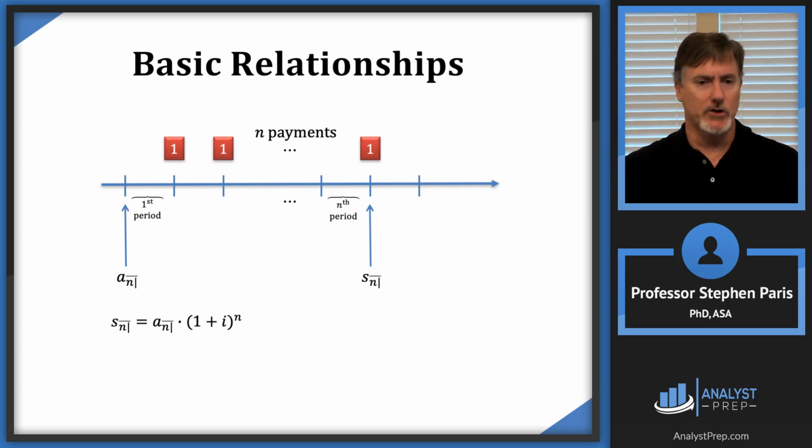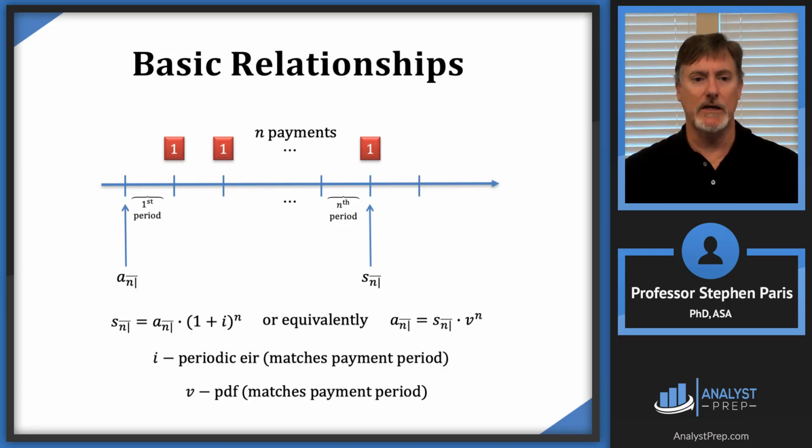And then again, turn it around: multiply both sides by v to the n, which is 1 over (1 plus i) to the n, and you solve it the other direction. If I knew the value of an S angle N and I was seeking the value of an A angle N, I would need to discount it for N periods, and I do that by multiplying by v to the n, where v is the periodic discount factor.